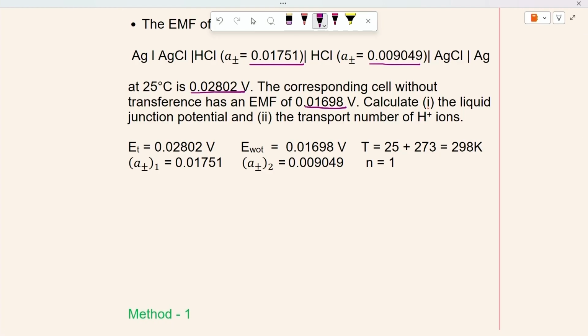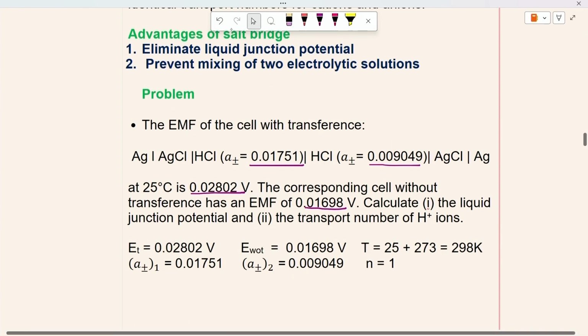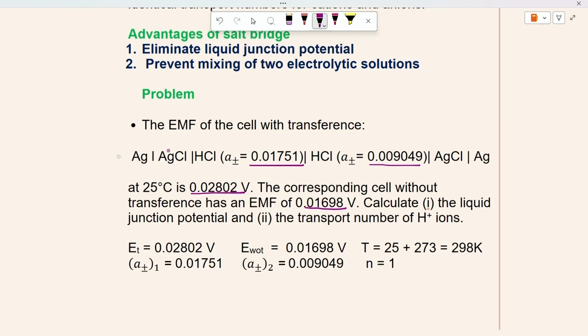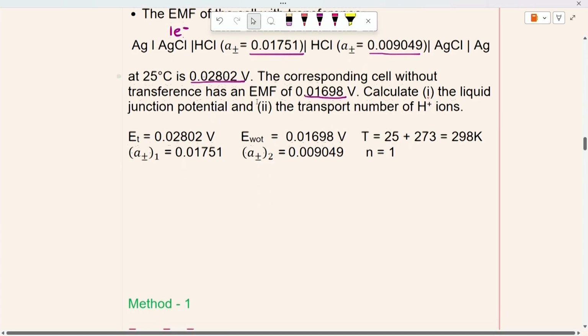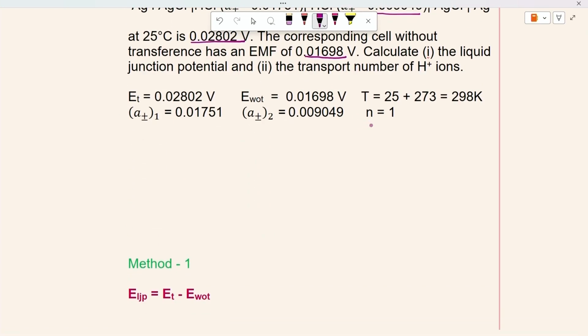First of all, you will have to find out the value of n. We know that in this, the chloride ion takes up Ag, and Ag gets oxidized to Ag plus, so you require 1 electron. In the other case, this is the reverse of that, where 1 electron will be used up. So the value of n is equal to 1.